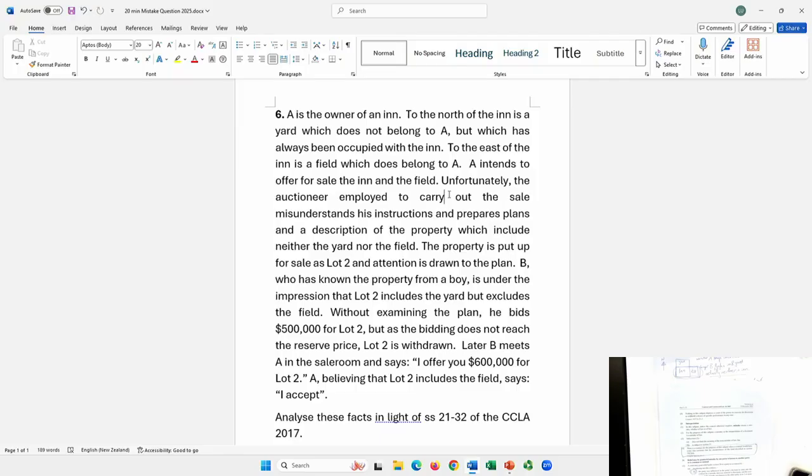So if you're going to get relief, you're going to have to go through section 24, remember. That looks like 24(1)(a)(iii), where each party is making a different mistake about the same thing. So each party is making a different mistake as to the property described in Lot 2, or what Lot 2 is.